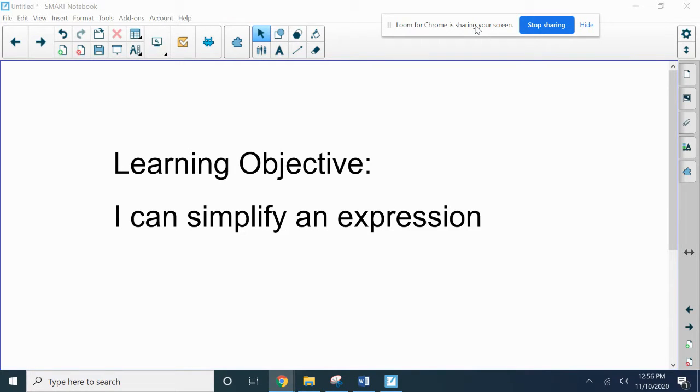All right, so today our learning objective is that we're going to simplify an expression. So we've done combining like terms. We've re-practiced some distributions. So today I want to practice simplifying an expression by combining like terms and distributing.